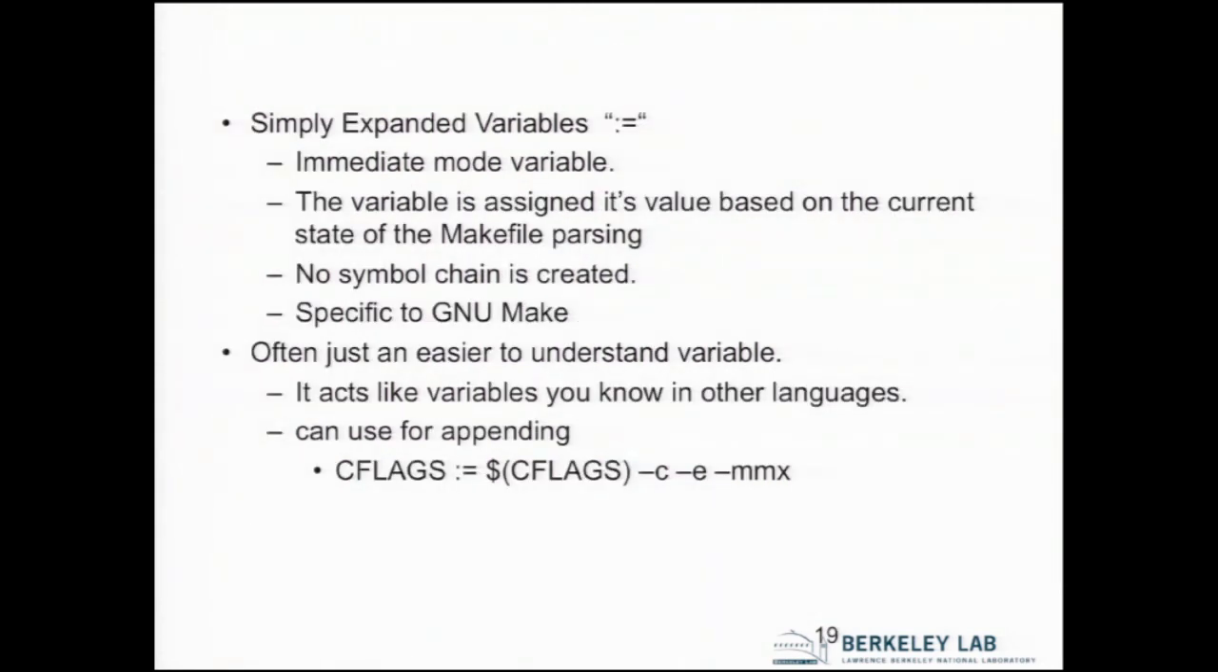Then there are the simply expanded variables that operate in immediate mode only. So this has the value that is assigned at the point where the Makefile currently is. Here no symbol chain is created, and this is specific to GNU Make. So for example, if you want to just append to CFLAGS, CFLAGS equals CFLAGS etc., you can do it with these kinds of variables.